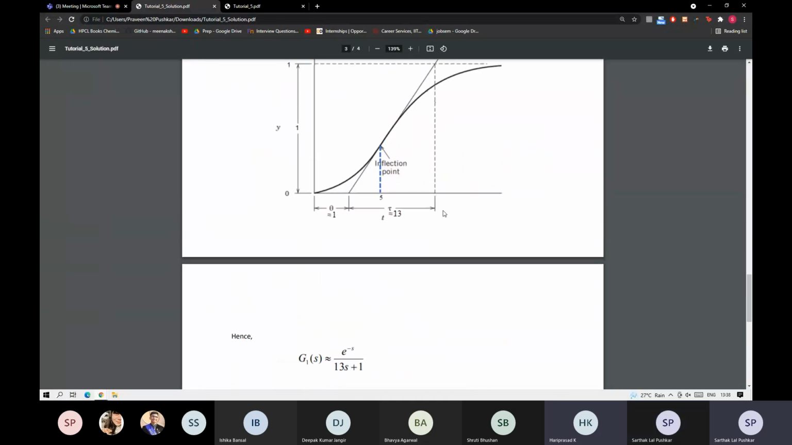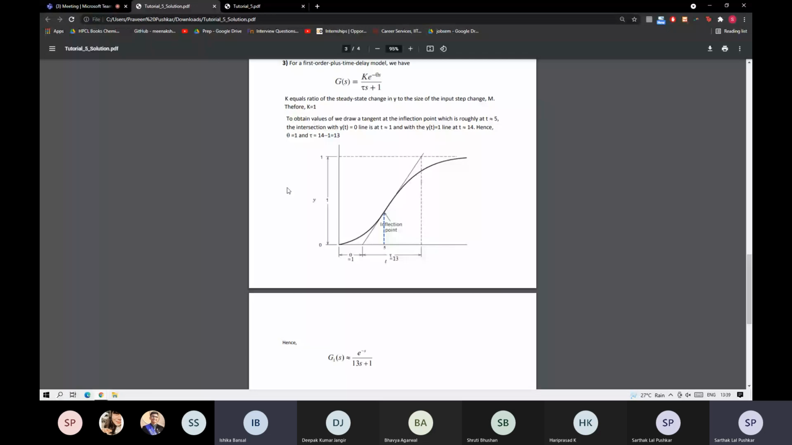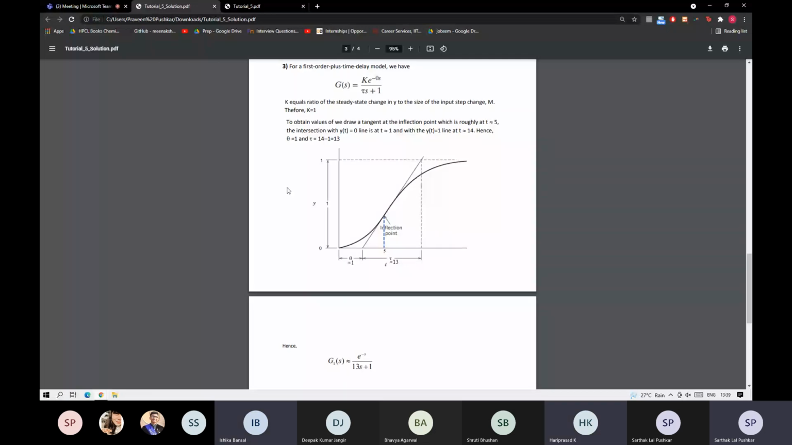Any questions on this? Any questions? Sir, I didn't understand the part where K was calculated. Okay, Sarthak, once again, please. Okay, so you have to see that k is equal to the steady state change, and from the diagram, we can see that change in y is equal to 1, and the step input is the input change.